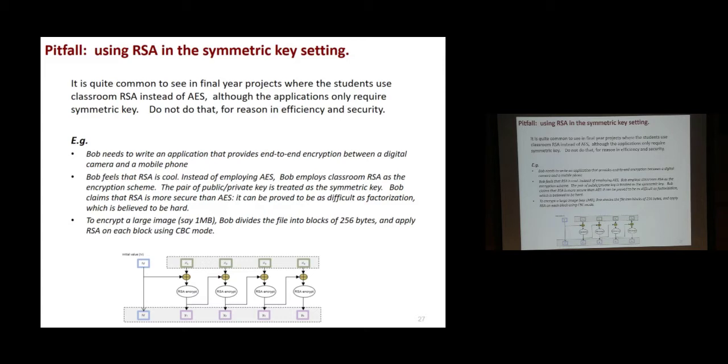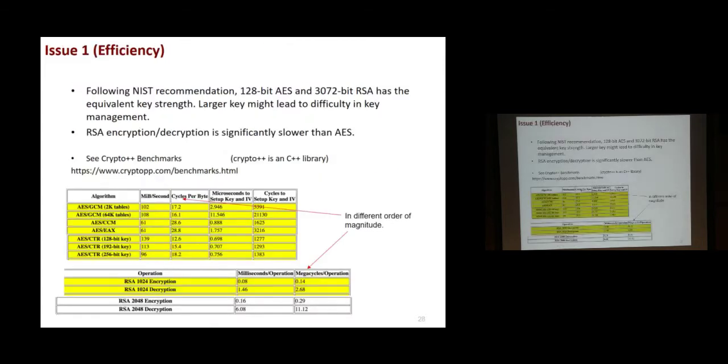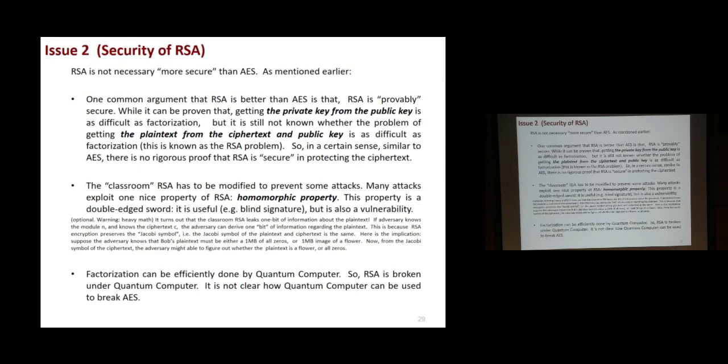But there are many reasons not to do that. One reason is efficiency. RSA, or public key cryptography in general, is very slow, 1,000 times slower. And as we mentioned before, it's not clear that it is more secure than AES. In fact, in some sense it's not more secure. For example, if you have a quantum computer, you can break RSA, but a quantum computer cannot break AES.